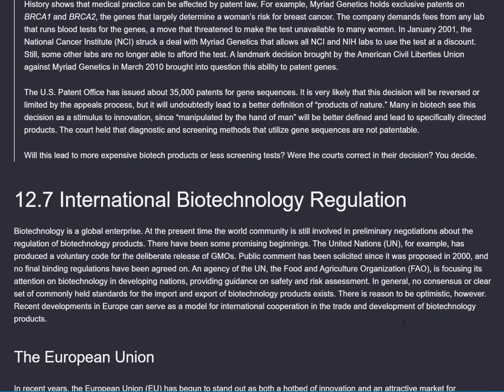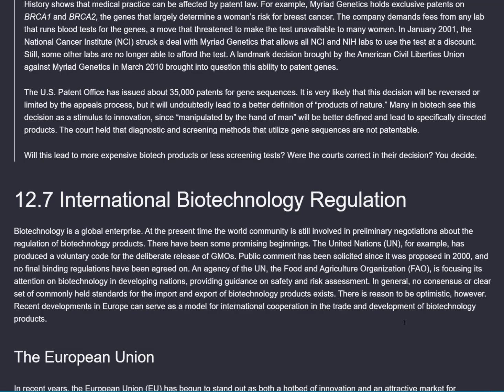History shows that medical practice can be affected by patent law. For example, Myriad Genetics holds exclusive patents on BRCA1 and BRCA2, the genes that largely determine a woman's risk for breast cancer. The company demands fees from any lab that runs blood tests for the genes, a move that threatened to make the test unavailable to many women. In January 2001, the National Cancer Institute, NCI, struck a deal with Myriad Genetics that allows all NCI and NIH labs to use the test at a discount. Still, some other labs are no longer able to afford the test.